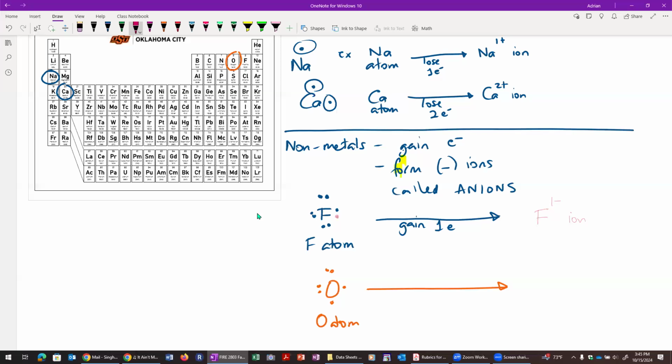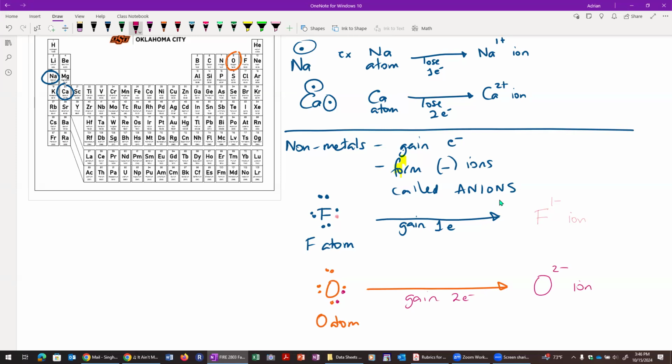If we stick 2 electrons in here to make it happy, to make it content, to make it stable, then we've added 2 negative charges to this. So the O then is going to have a 2 minus charge. So that's the oxygen anion, the O2 minus. Okay, so that's the first thing to realize, is that your metals are going to want to lose electrons.